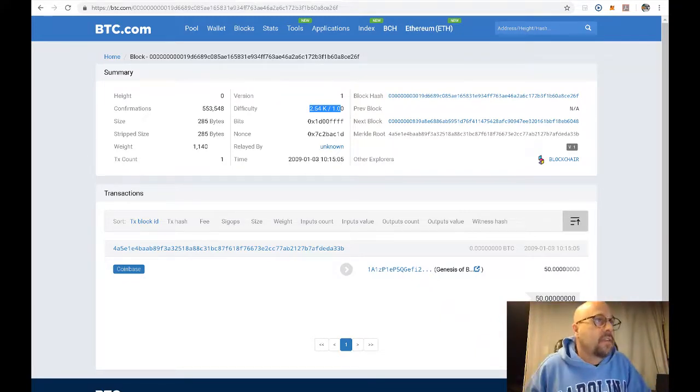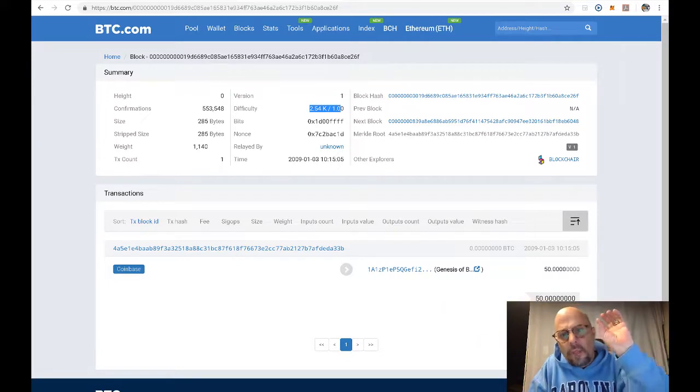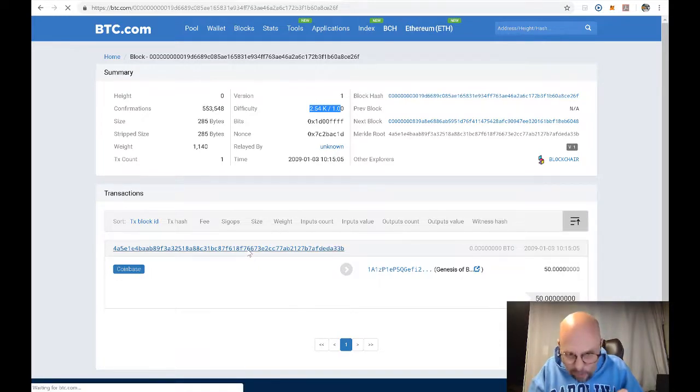All right, so anyway, I got off on a little tangent there. So that's a block explorer. Let's go down here and take a look at this transaction real quick. Check this out. This is awesome, isn't it? So check this out. We said it. Let's see if we're right.